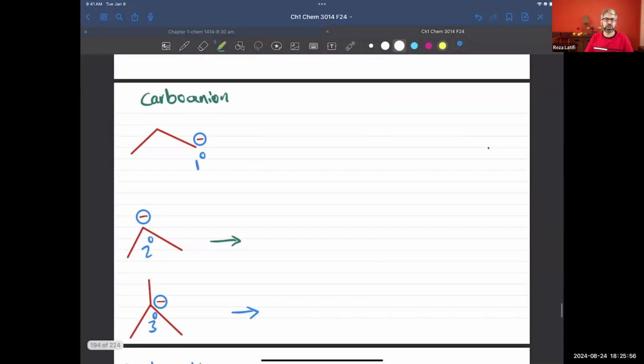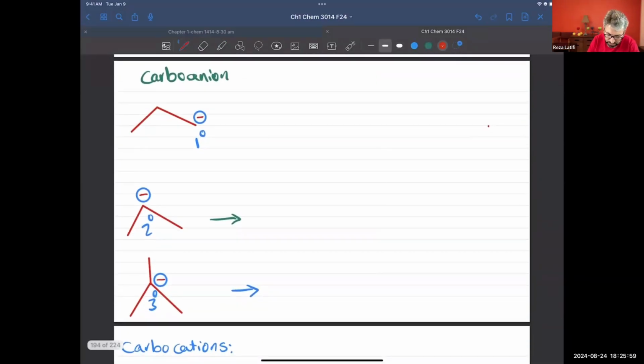Now, next one will be carbanion. And what's a carbanion? You have a carbon with a negative charge. Negative charge, we're going to show it as a lone pair. And any lone pair is equal to 2 electrons. So the first one, I have a carbon with a negative charge. What does it mean? It means it has a lone pair. Let's show the lone pair first.